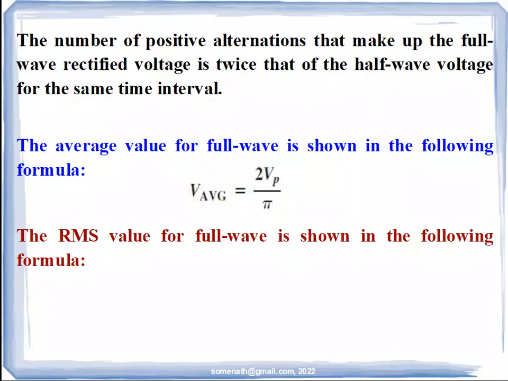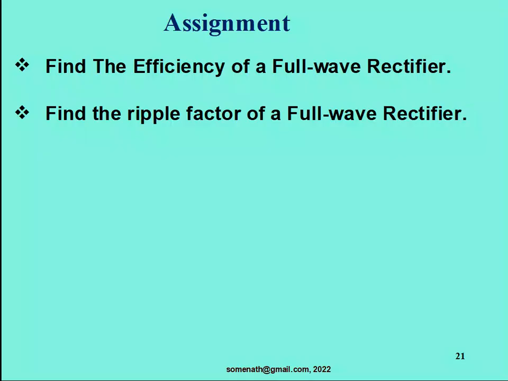So in this case we are considering both. Here basically 2 multiplied by the integral from 0 to pi. If we do these calculations, then obviously we will get this value, 2 Vp by pi. In the RMS value for full wave, if we do this calculation, we will get Vp by root 2. So these two values are given for us to consider, to derive the efficiency and the ripple factor.